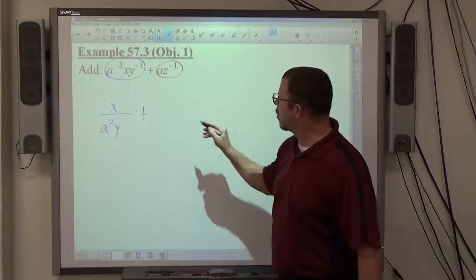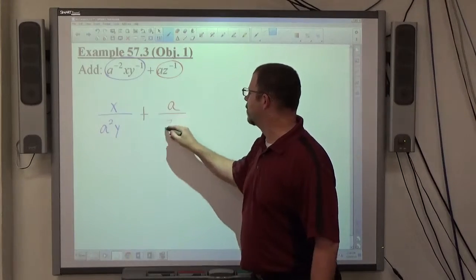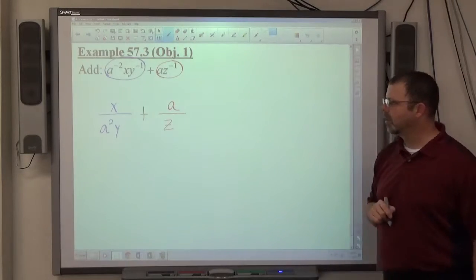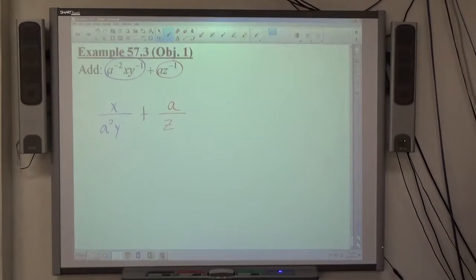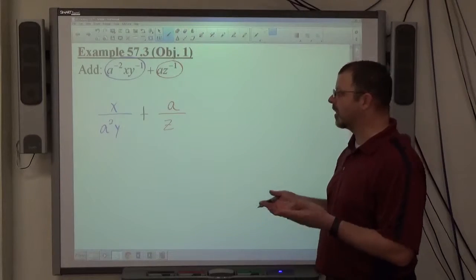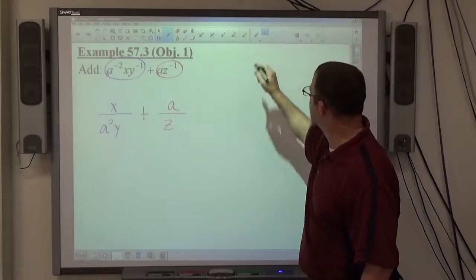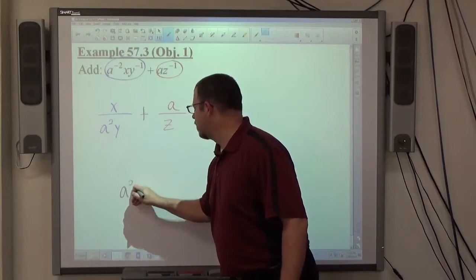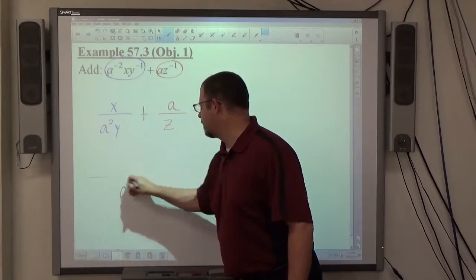In the red circled term, a is behaving itself, stays on top, z belongs on the bottom to the first power. The denominators of the two fractions are a squared y and z. So a, y, and z are all different. We always take the highest power of each when we make the common denominator. So a to the second, y, z is the least common denominator.